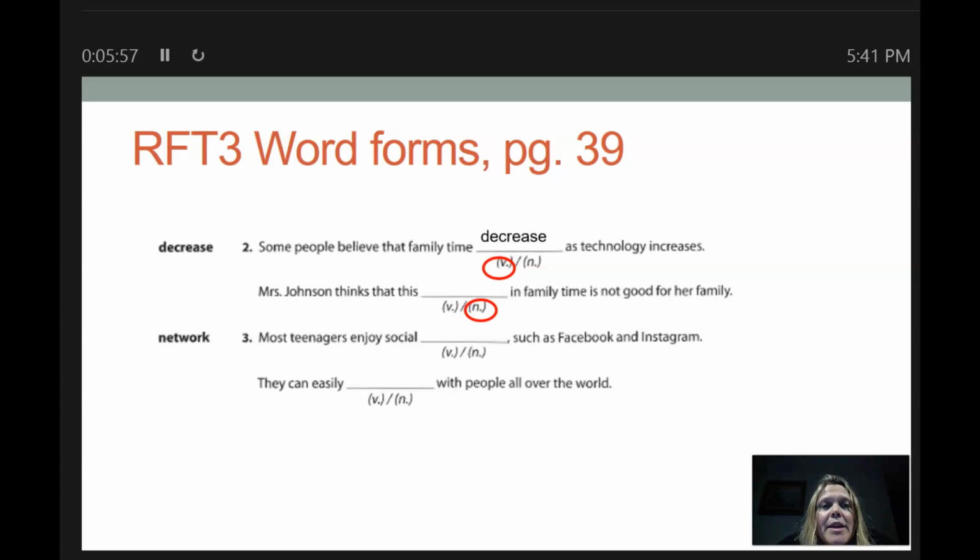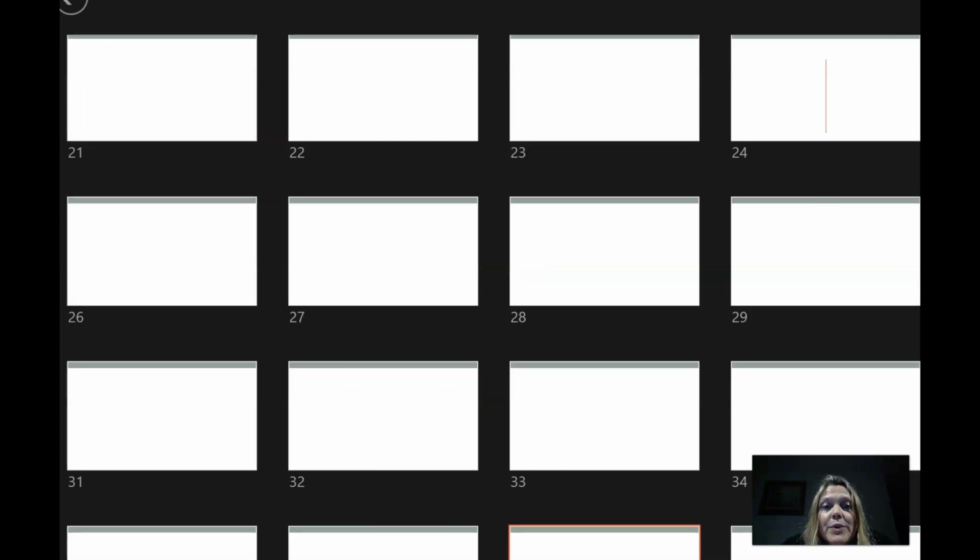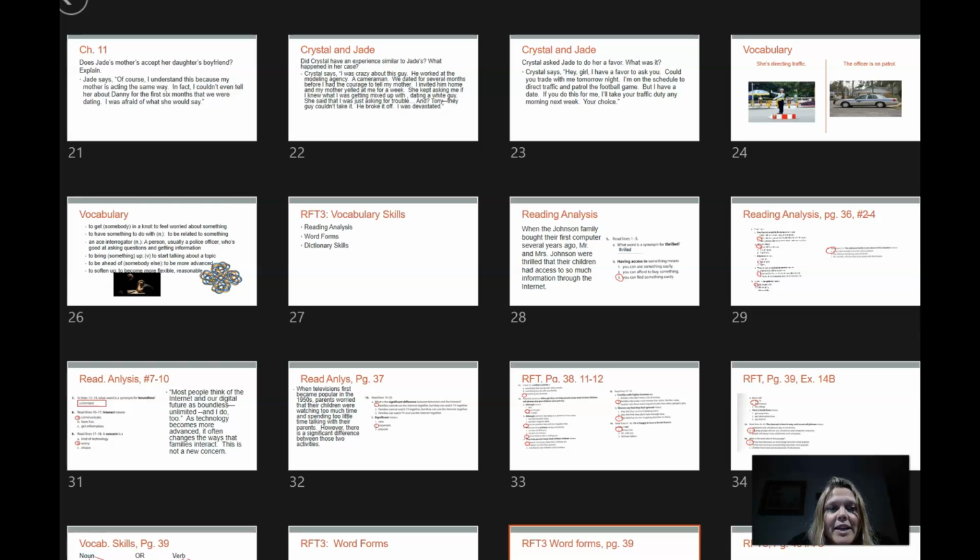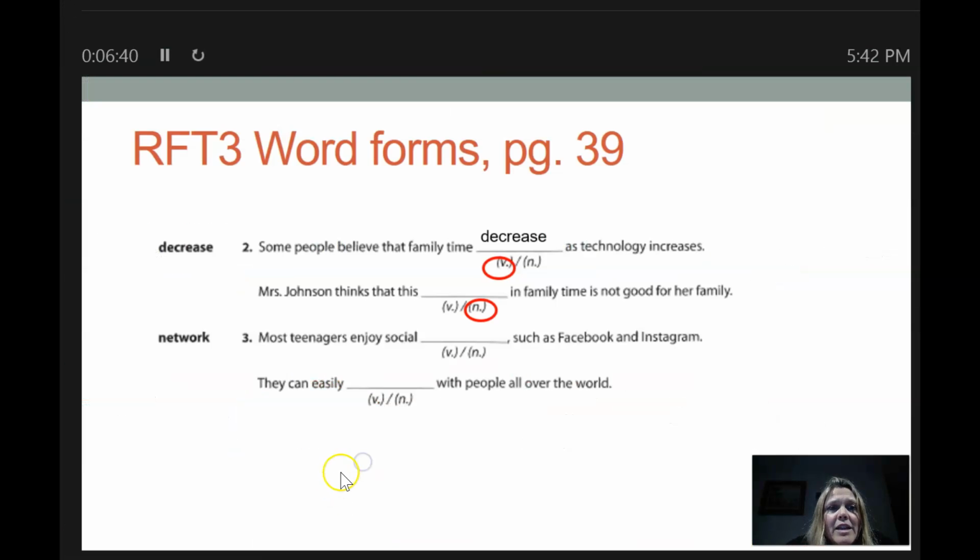Add the S. Mrs. Johnson thinks that this in family time is not good for her family. Mrs. Johnson thinks that this should be a noun. This is not good. So you see the verb is. So we're just going to say this decrease. Oops, hang on a sec. This decrease in family time is not good for her family. Okay, so sorry about that. It should be family time decreases. Add an S to number 2.